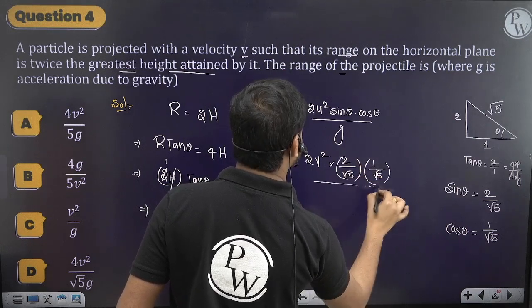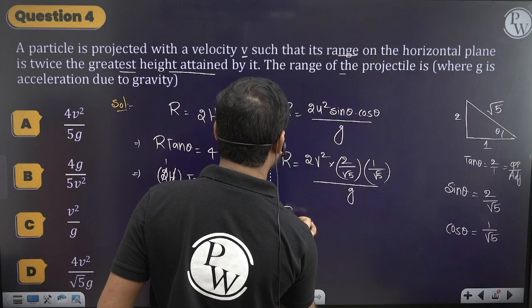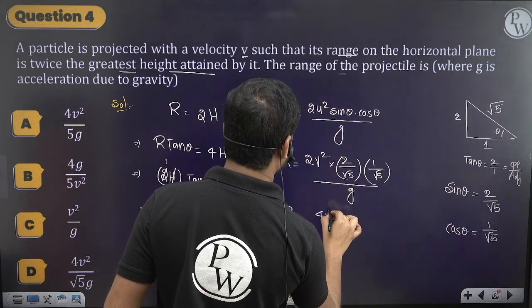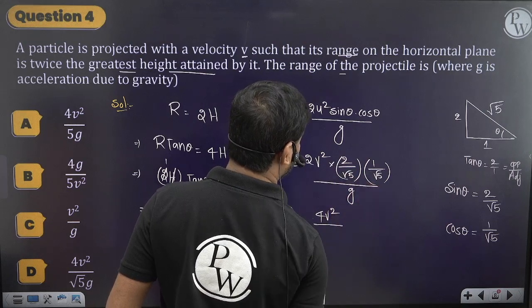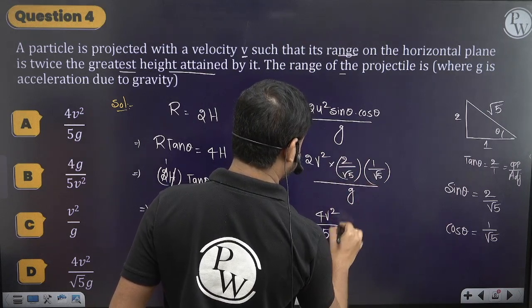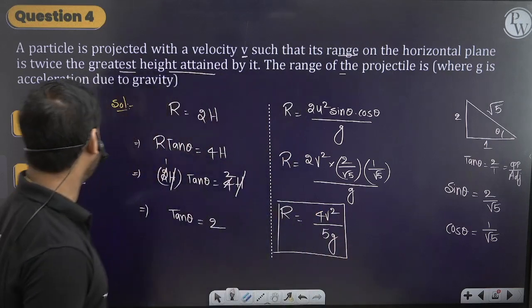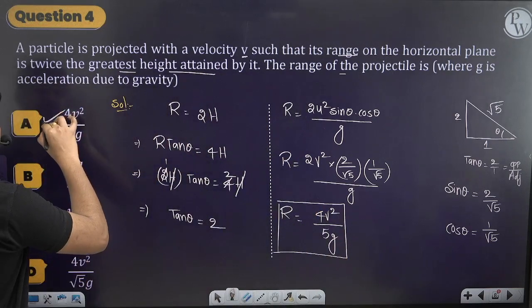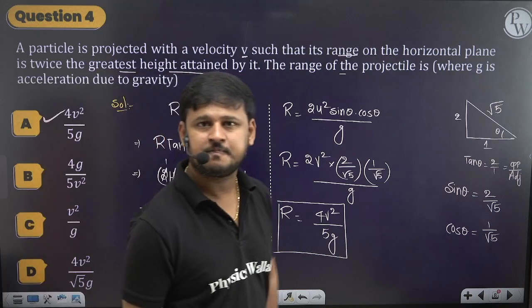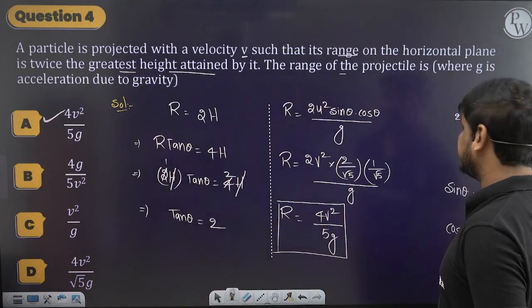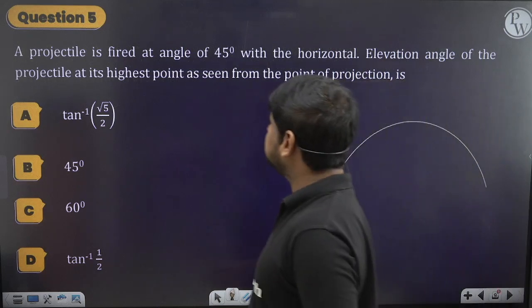So by g. R is equal to 2 into 2, so 4 v square by root 5 into root 5, 5 into g. So the range is equal to 4v square by 5g. The simple one. Alright? Clear? Next, let's see the next question, guys.